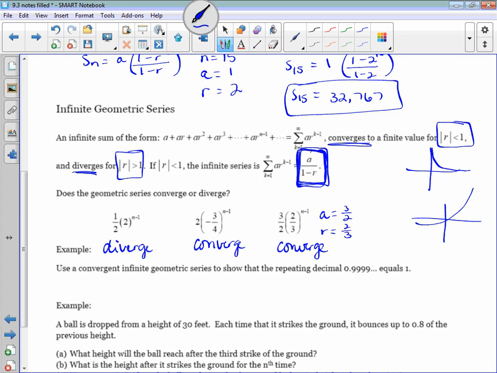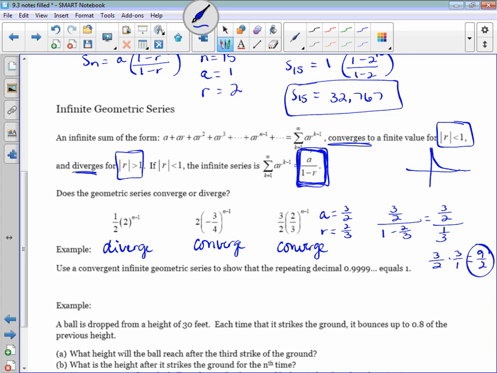So the sum, you need to just do 3/2 over 1 minus 2/3. Let's do this one by hand just because you need practice with fractions. So what is 1 minus 2/3? 1/3, good work. All right, fraction over a fraction, what do I really do? Yep, so 3/2 times 3 over 1. So the sum of this would be 9/2. Okay.